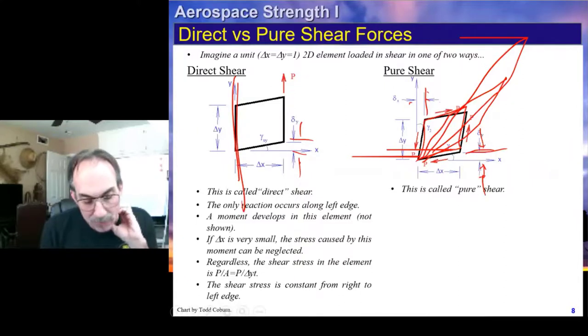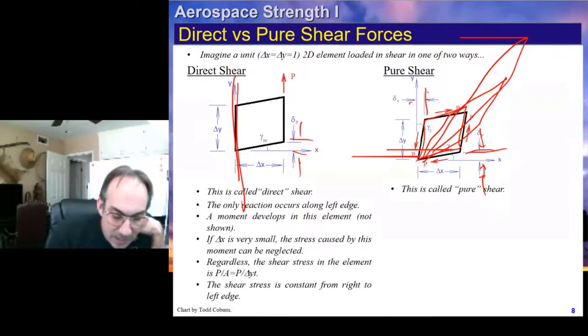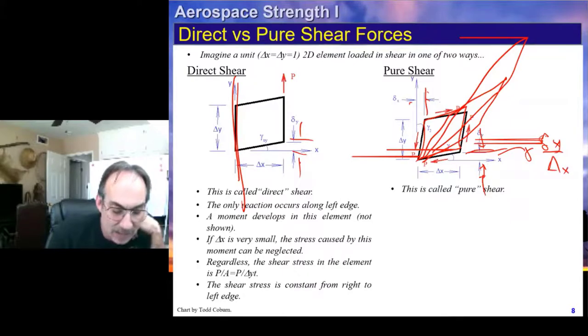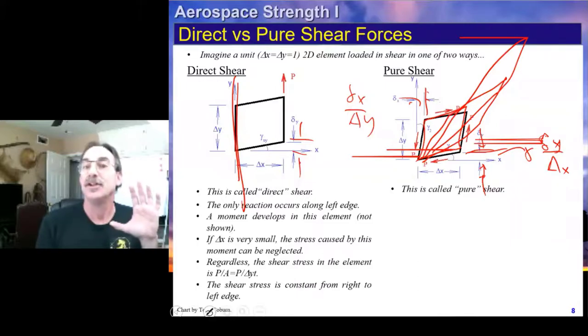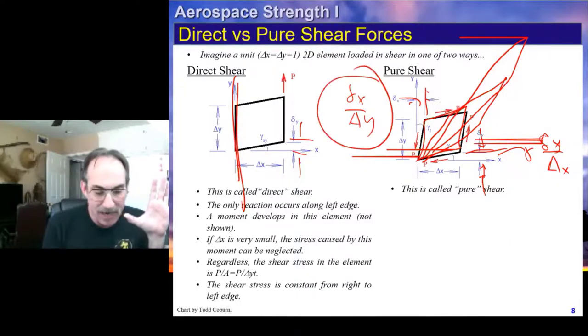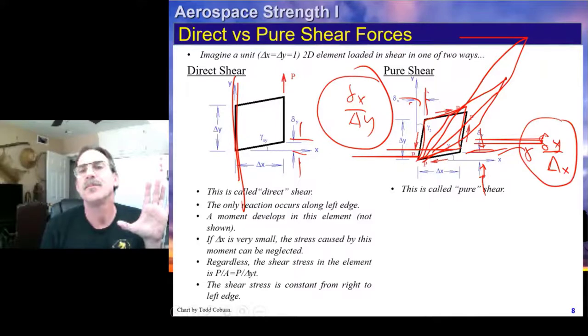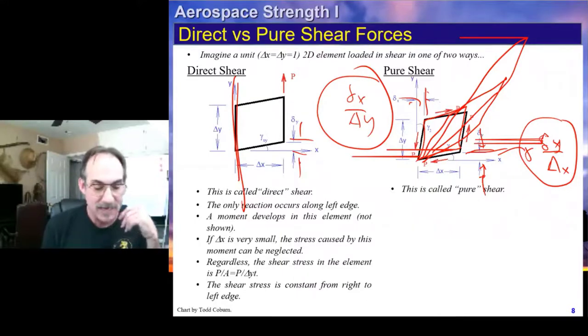So if we want to deal with that, we actually say, okay, well, look, we're getting a little shear strain here, delta Y over delta X. And we're getting a little shear strain over here, which is delta X over delta Y. The total shear strain is the summation of these two. We're going to call that the engineering strain.